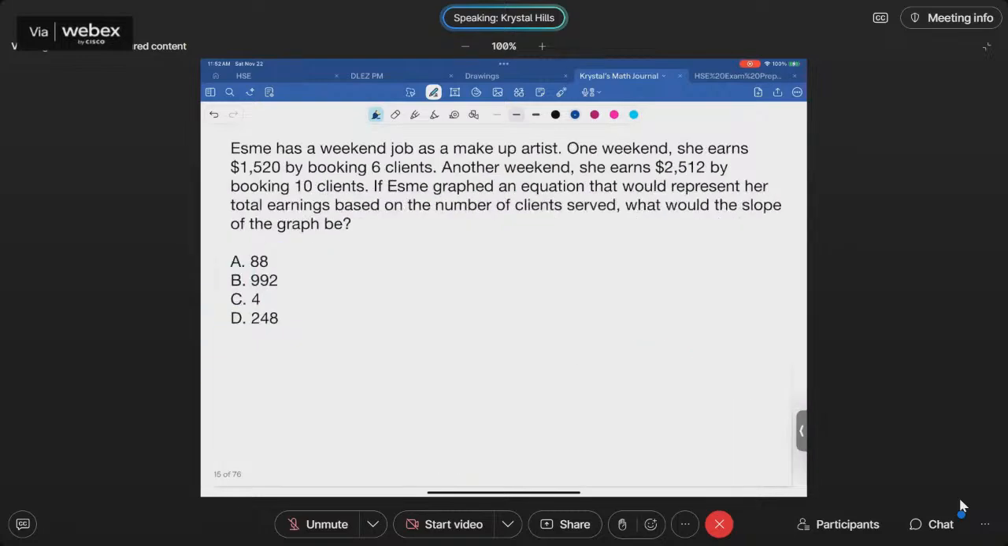For instance, look at this one. Booking clients. The question says if she graphed an equation that would represent total earnings based on the number of clients. In order for her to get that money, she has to have clients. X comes before Y, clients come before getting the money. So your X would be your clients and your Y would be your total earnings. Oh, okay, that makes sense. Thank you. So tell me what your answer would be on this one. I will wait.